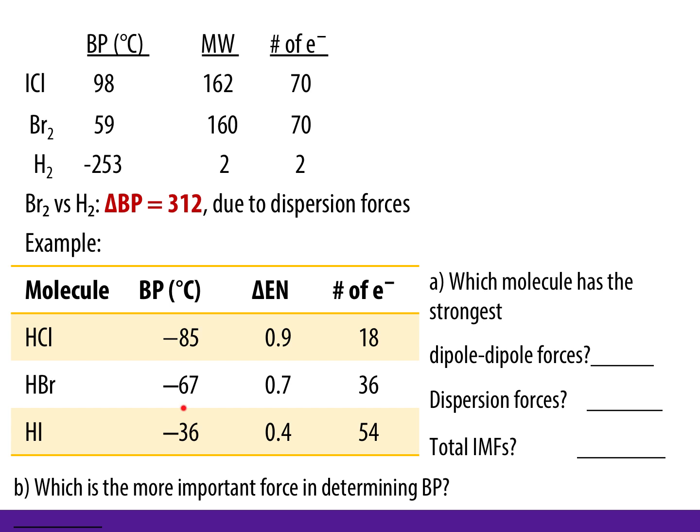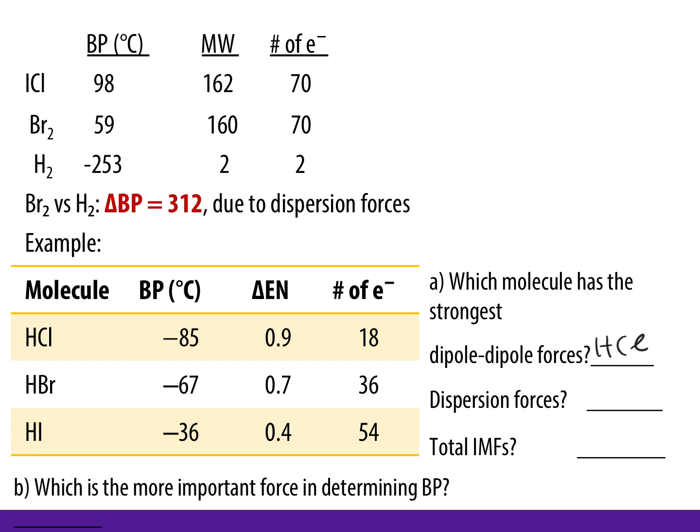Take a second to look at this data here for the different halogen hydrides, and see if you can answer the example question here. Okay, so which molecule has the strongest dipole-dipole forces? That's the one with the biggest difference in electronegativity. So HCl is going to have the strongest dipole-dipole forces because it has the biggest polarity.